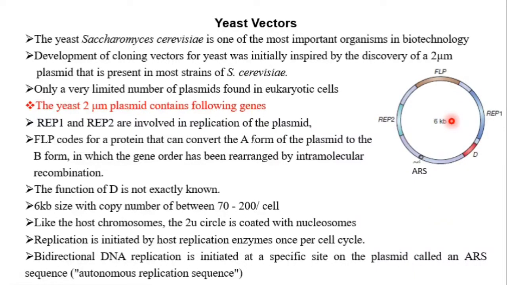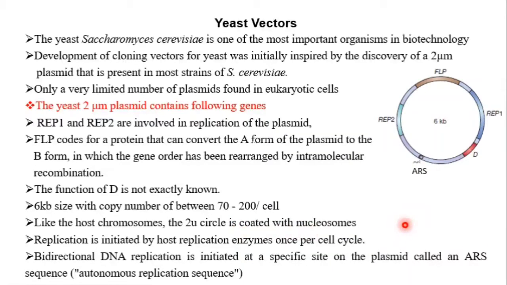And we know that yeast is a eukaryote, and that's why its host chromosome will be coated with nucleosomes. Like the yeast chromosome, this yeast 2-micron plasmid also is coated with nucleosomes.